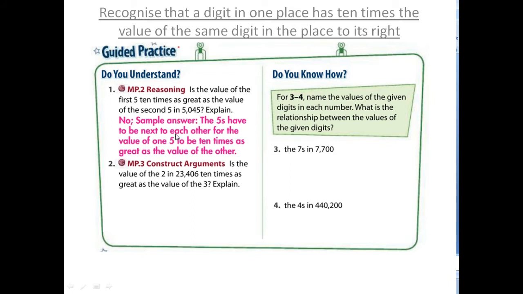Let's read the answer. The 5s have to be next to each other for the value of one 5 to be 10 times as great as the value of the other. Okay, so they should be beside each other.